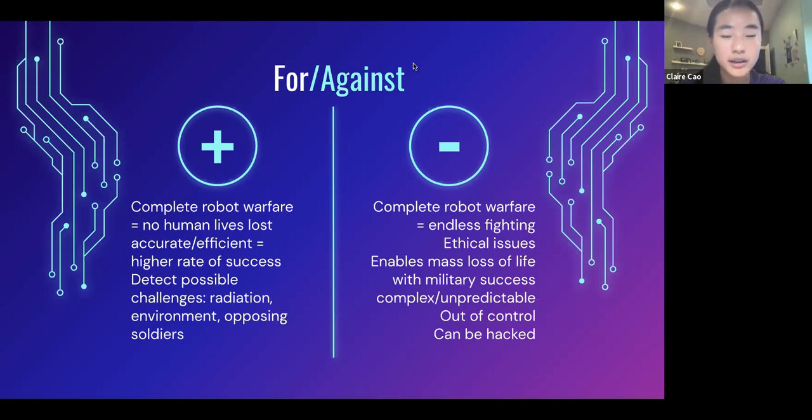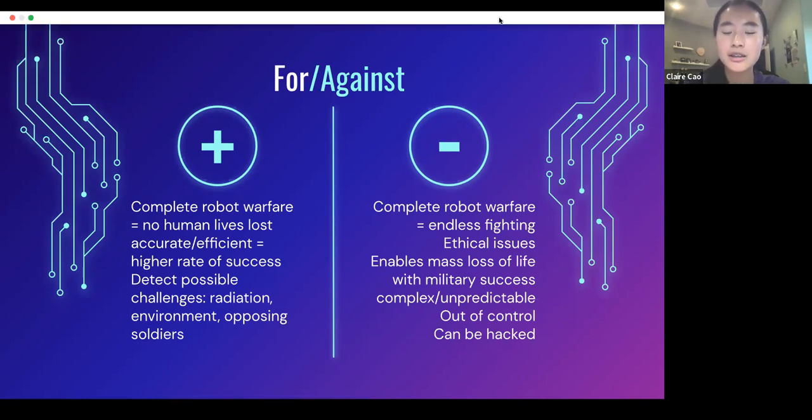So these robots in a military operation or a battle can sense what environment would be helpful to them in warfare and what wouldn't be. Radiation, for example, if they're fighting in a zone with nuclear radiation and opposing soldiers, they can sense where they are, and they can calculate the best military routes that would help them win the battle. Okay, now let's take a look at the for and against.